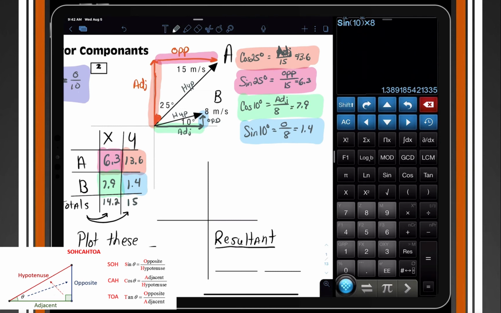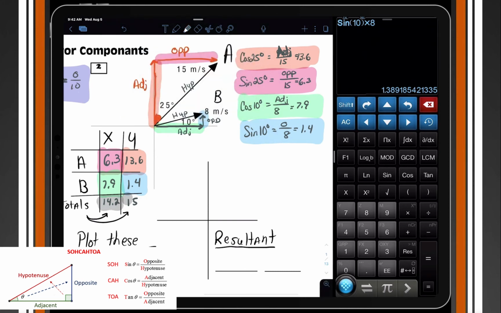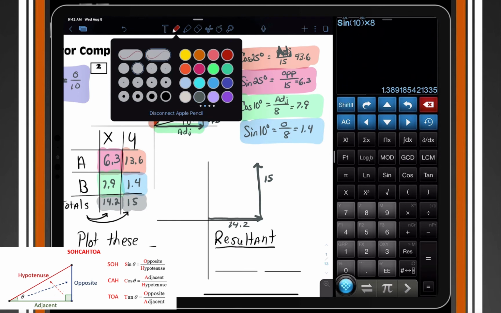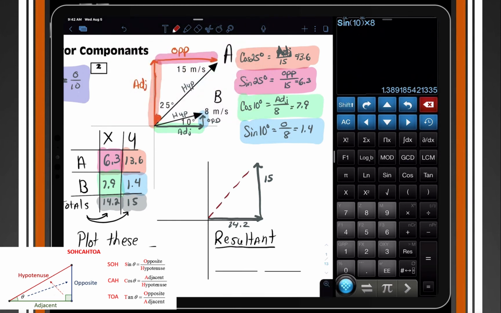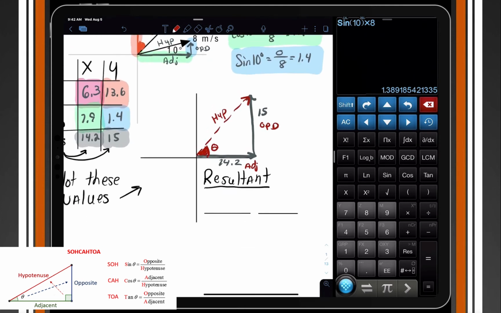14.2. These values are now going to be put over onto your resultant vector. We'll go over 14.2, and then we're going to go up 15. So my resultant vector for this is going to look something like that right here. To get your angle, you'd have to label up your sides. And then to get your magnitude, we would need to use the Pythagorean.